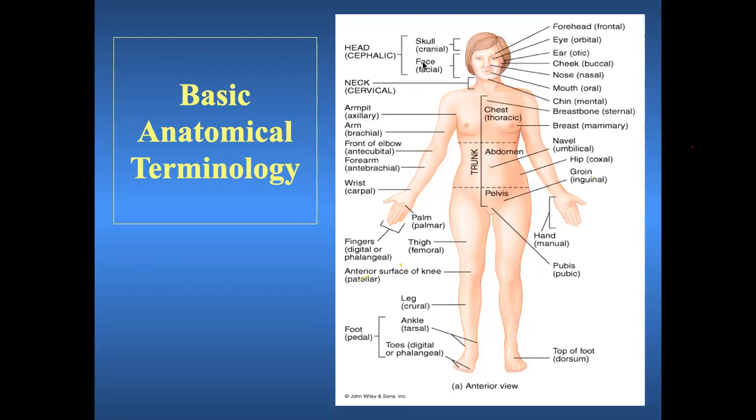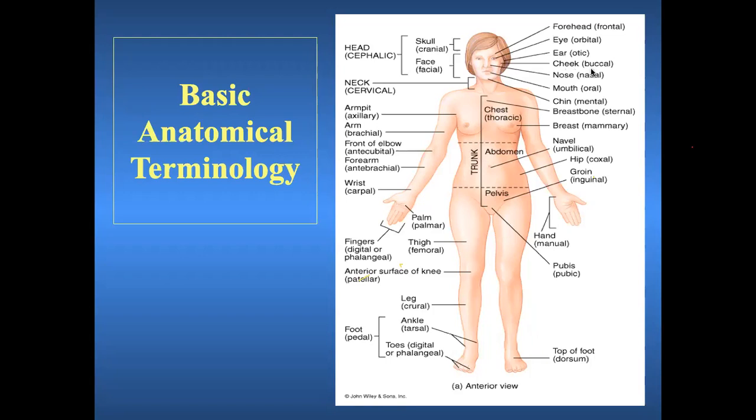Then the face has facial structures. Coming to the face: on the forehead the word is frontal, meaning facing forwards. Eye, orbital; orbital also refers to circular. Ear, otic. Cheek, buccal.